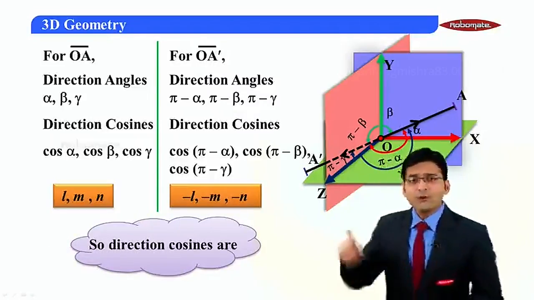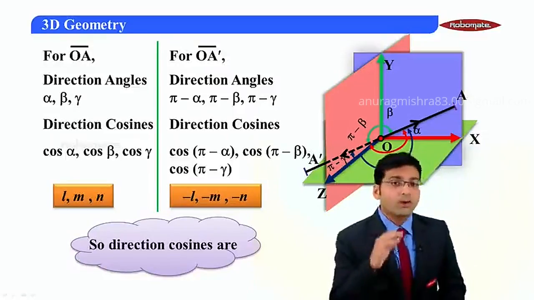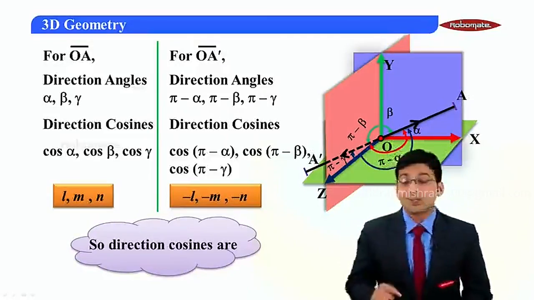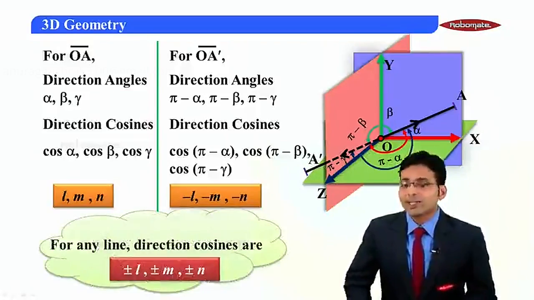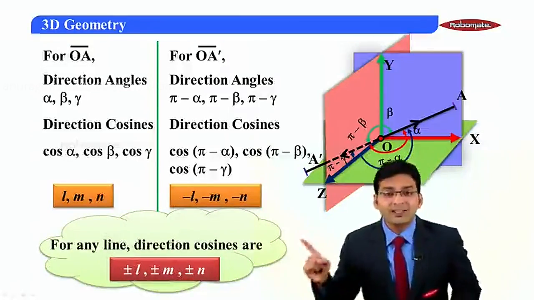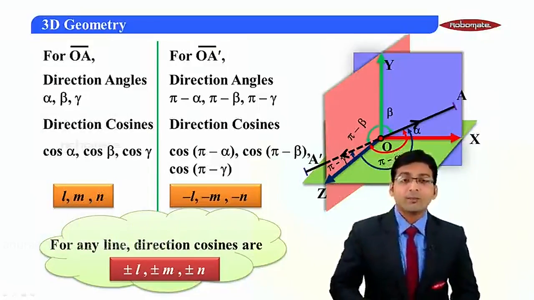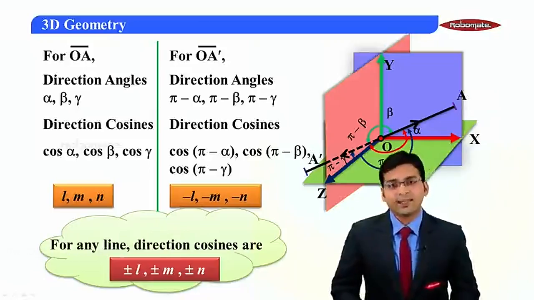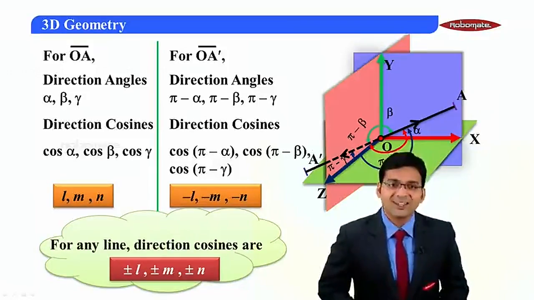Now if you see in the diagram, in the three-dimensional system, the vectors OA and OA dash are opposite vectors but they are along the same line. That means, to summarize, for any line in three-dimensional space, the direction cosines are plus or minus L, plus or minus M, plus or minus N. Alright students, so here we finish the study of direction cosines. Thank you.